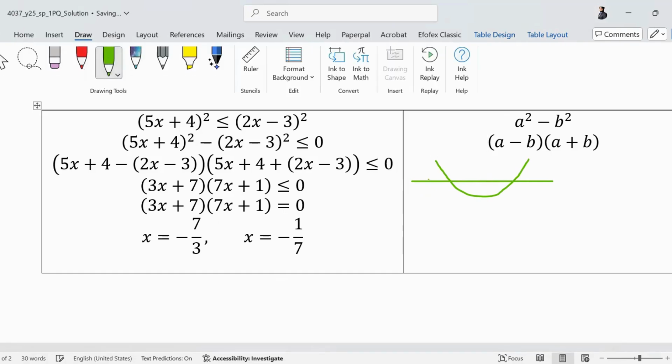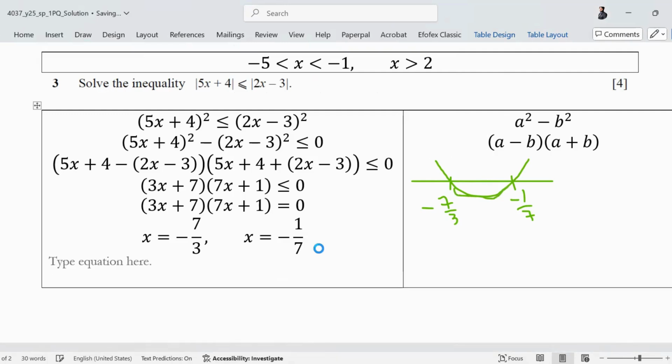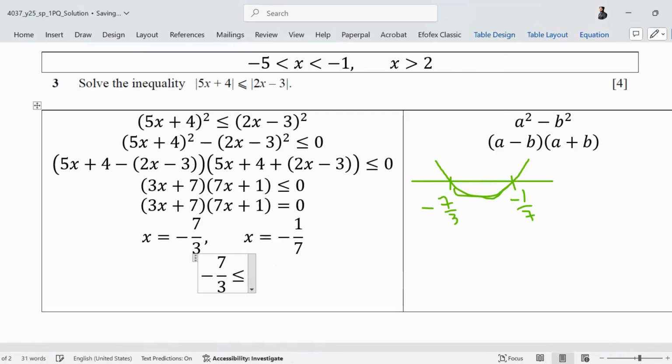Now this is −7/3 and this is −1/7. And I'm searching for the region where it is less than or equal to 0, which means the region below the x-axis. So it will be in between −7/3 and −1/7.